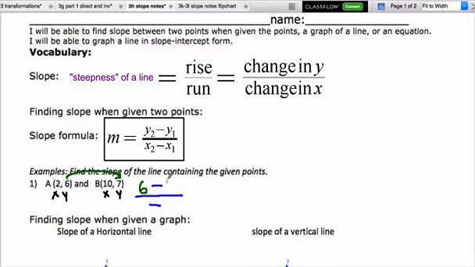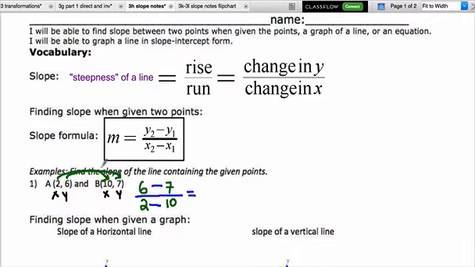The reason I draw that arrow up there is to keep track that I went from this one to that one, because I have to go in the same order. I don't want to then go 10 minus 2. I need to go 2 minus 10. So 2 minus 10. And then I simplify this.